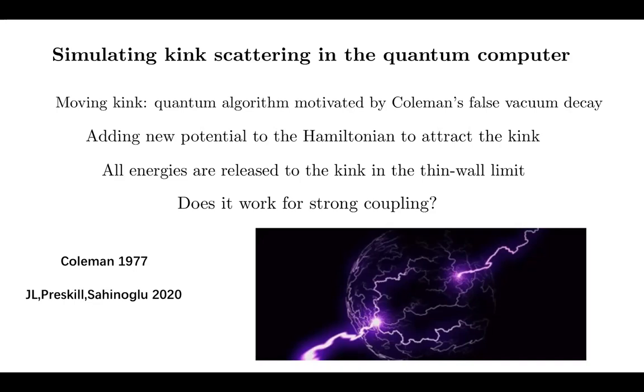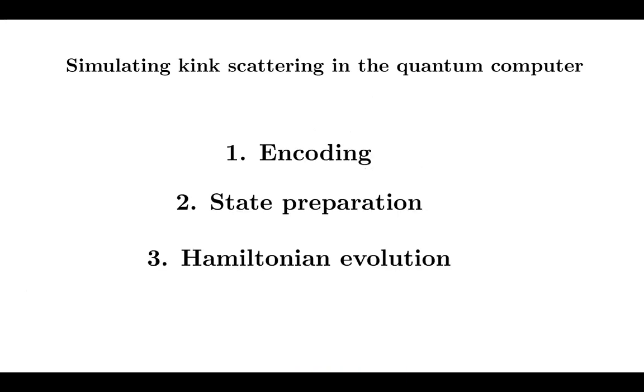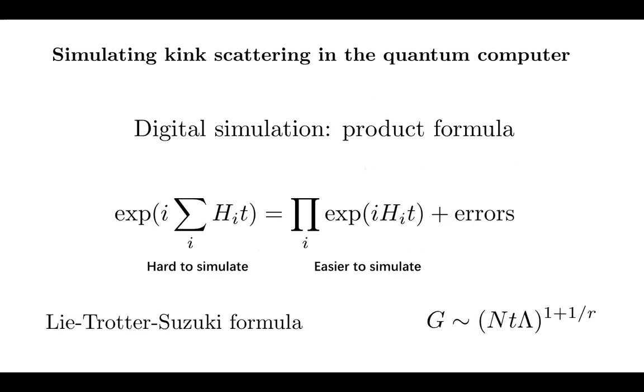But you could check more detail in our paper. So after the state preparation process, let's assume that we have accelerated the kink, and then we could consider the Hamiltonian evolution. For that part, we don't really have that many original contributions because it can already be efficiently done by a digital simulation method called the product formula.